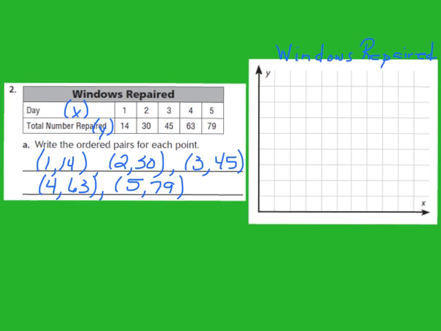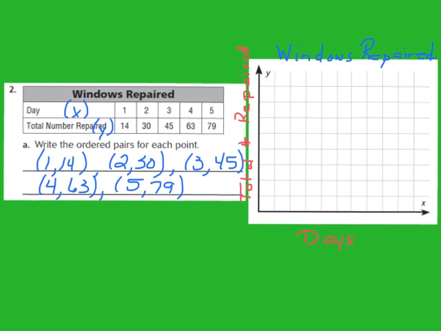Now I'm going to go ahead and pause the video, and I want you to pause the video, and we're going to go ahead and label both the x and the y-axis. So go ahead and pause your video now, and then we'll check to see if our labels look the same. Now you should have the number of days recorded for the x-axis, and you should have the total number repaired as your y-axis titles. Now our next step is going to be this.